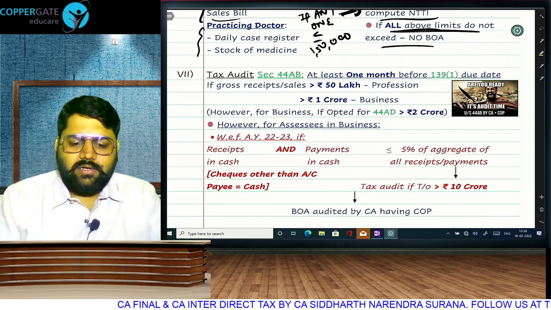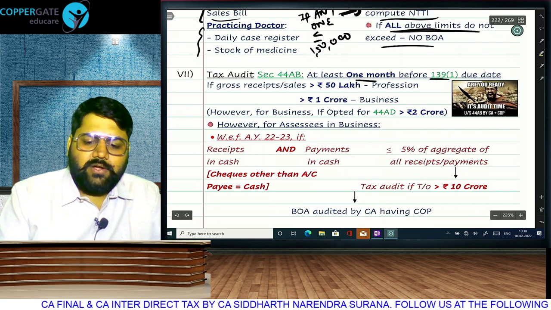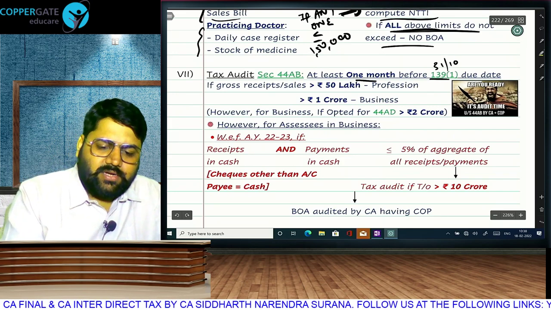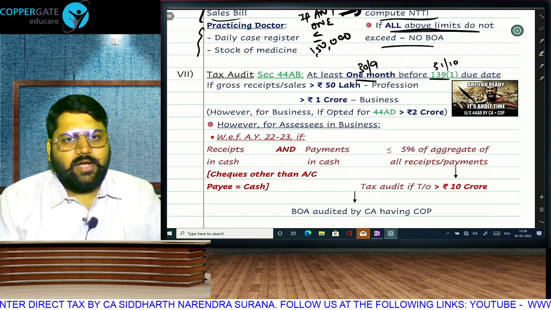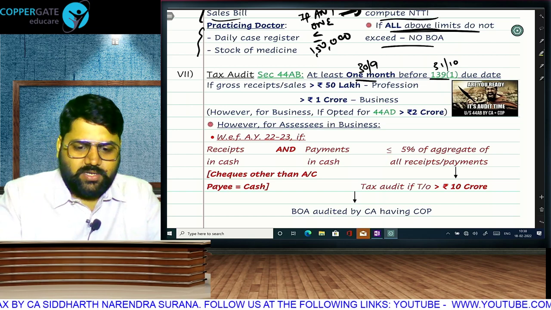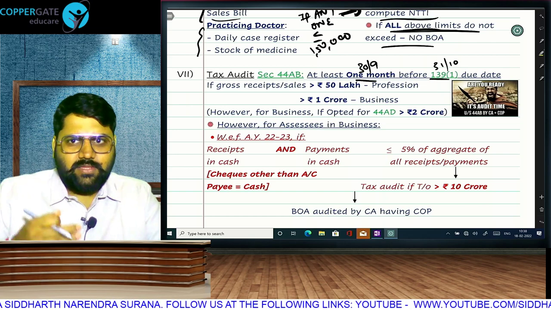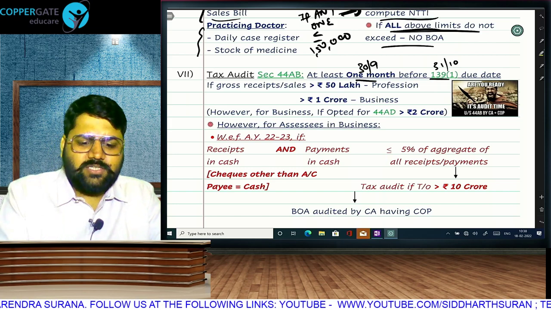Now let's go to tax audit. Tax audit has to be done at least 1 month before the 139-1 due date. So if 139-1 has now changed to 31st October, this will remain 30th September. Earlier, the tax audit due date was the return filing due date. So both were September. But return filing was increased to October. So here there was an amendment last year, 1 month before. So this remains September.